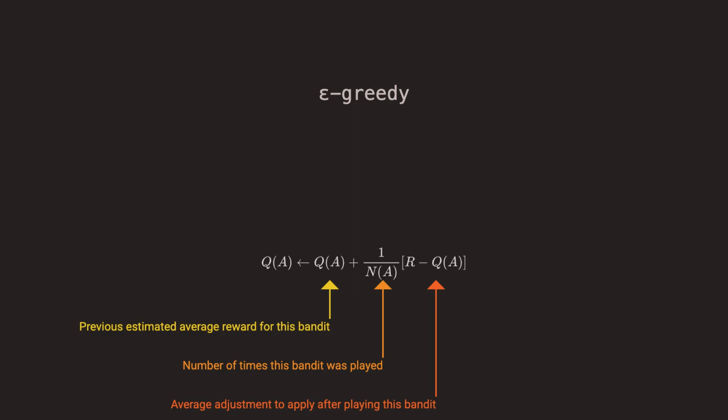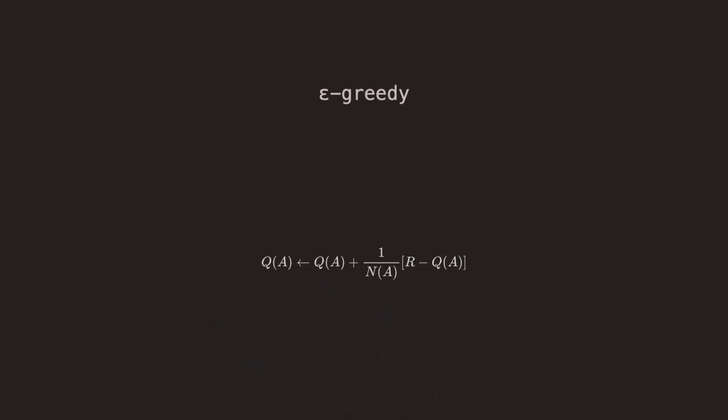One of the simplest and most popular strategies for solving the K-Armed Bandit problem is called the epsilon-greedy strategy. Here's how it works. First, we keep track of the estimated average reward of each machine as we play them. Most of the time, with probability 1 minus epsilon, we pick the machine that currently looks the best, the one with the highest estimated reward.